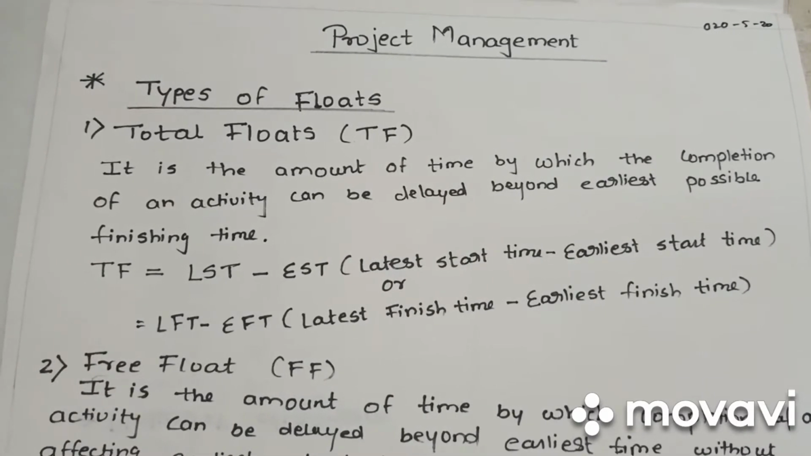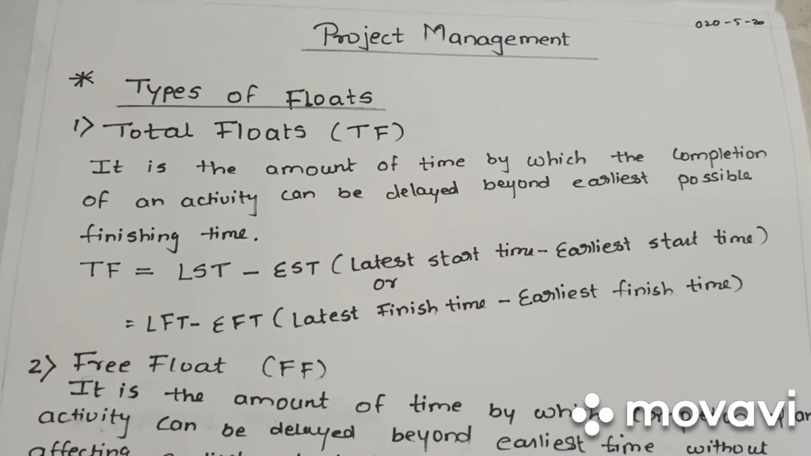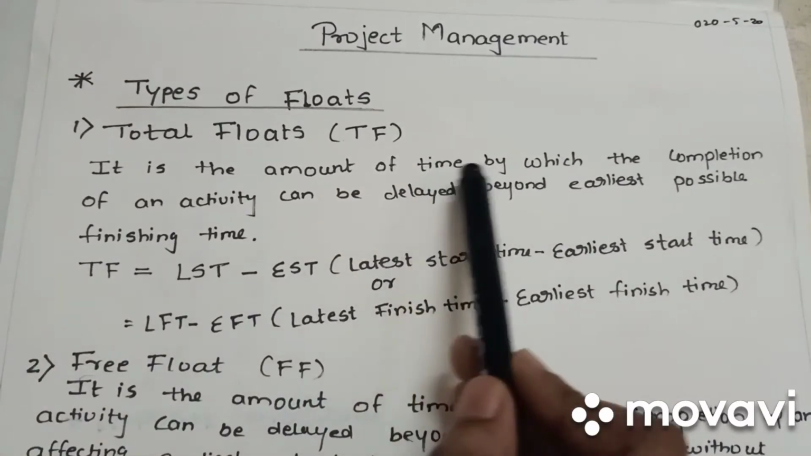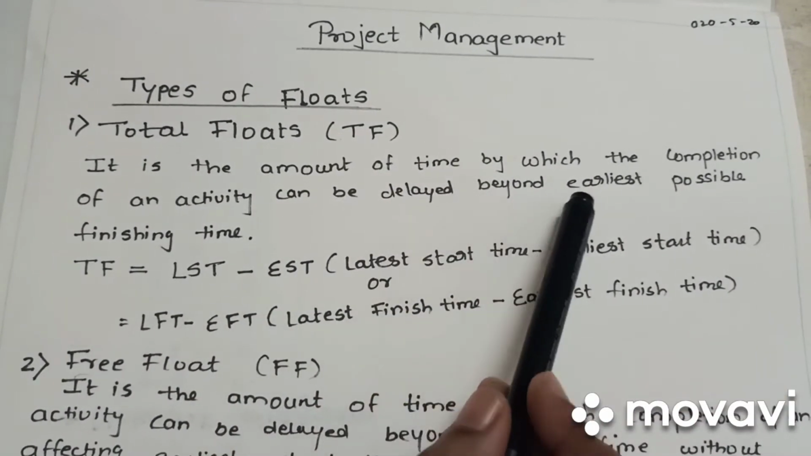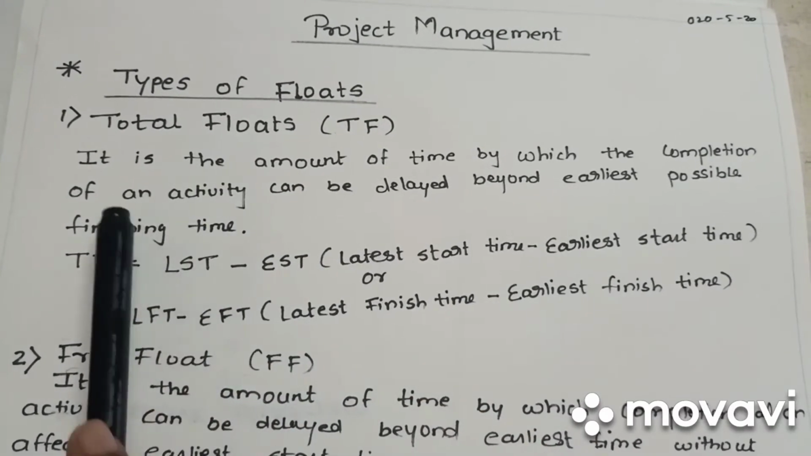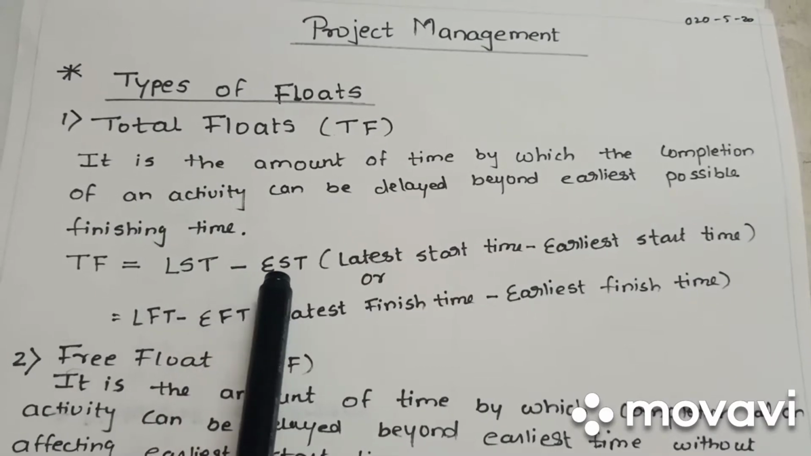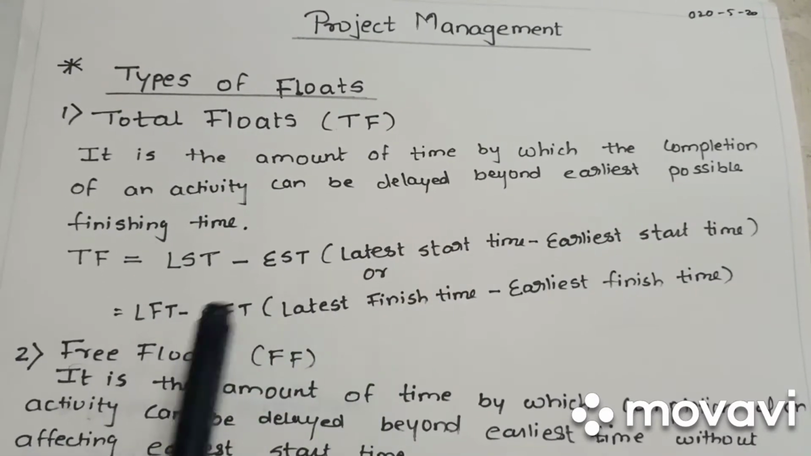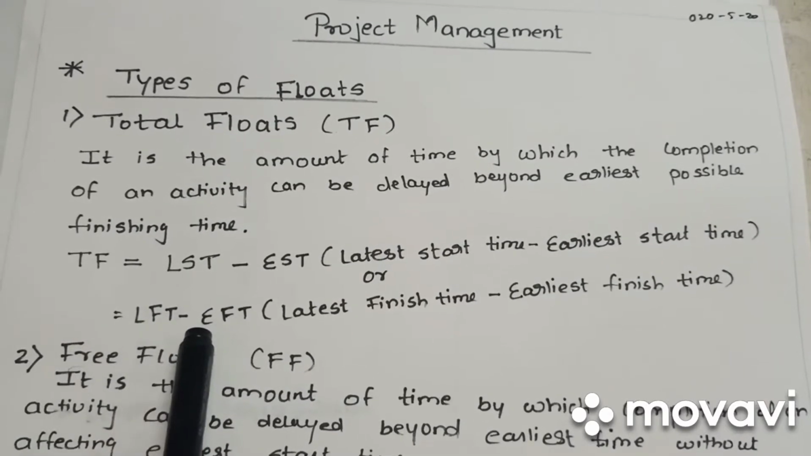Now, in this video, I will explain the types of floats. First, total float. It is the amount of time by which the completion of an activity can be delayed beyond the earliest possible finishing time. The formula for total float is latest start time minus earliest start time, or you can use this formula also, latest finish time minus earliest finish time.